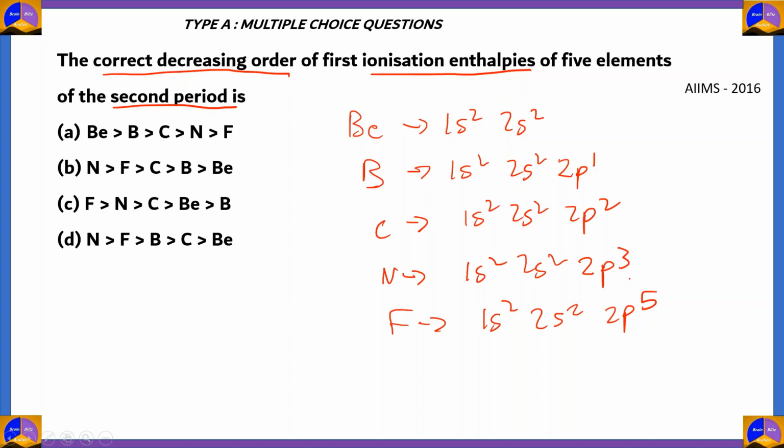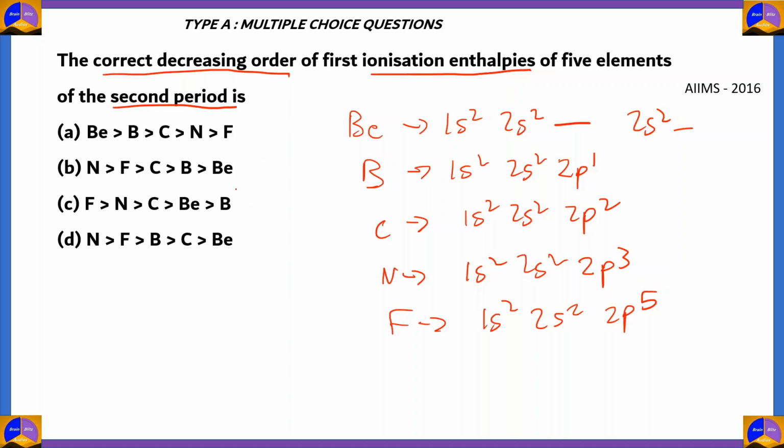So the atomic size will decrease as we move across a period, and therefore the first ionization enthalpies will increase accordingly, with the exception of nitrogen, of course. So therefore, we can state that nitrogen would be greater than fluorine, which would be greater than carbon, greater than boron, greater than beryllium. So here, beryllium has 2s2 completely filled, so it's more stable. So boron has to be last.